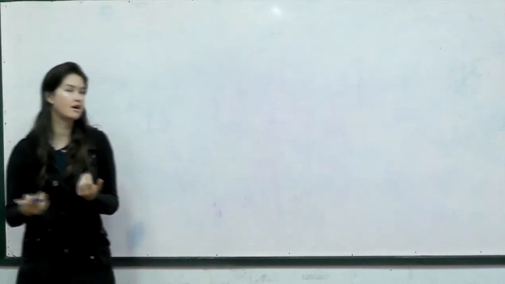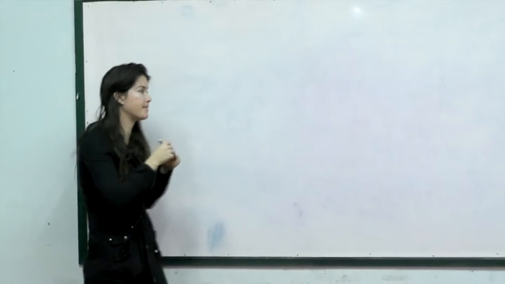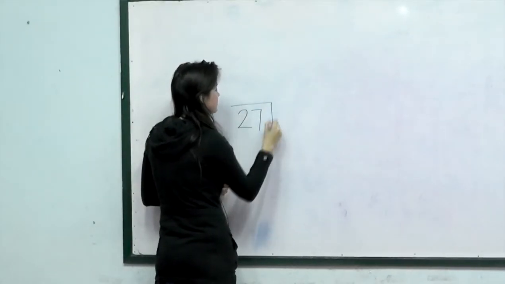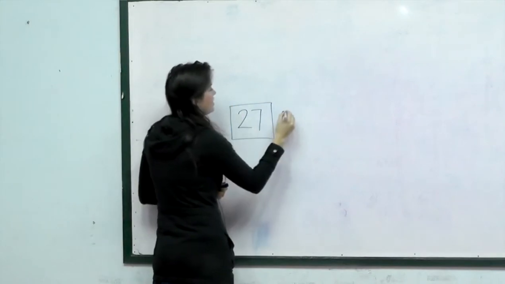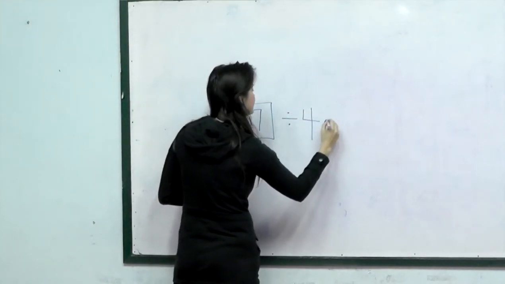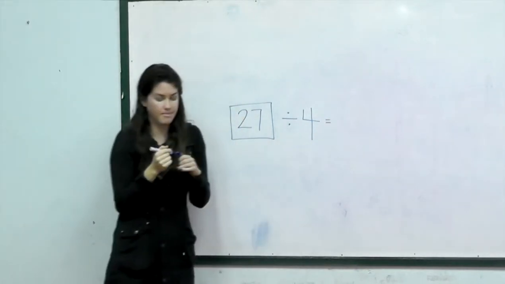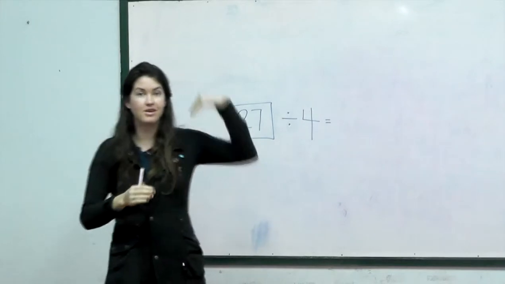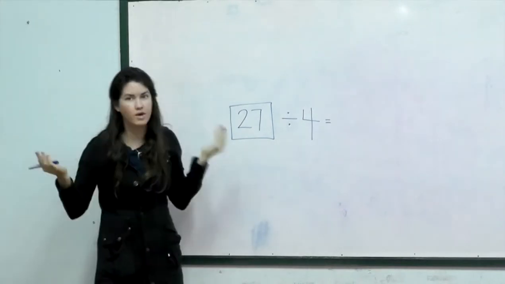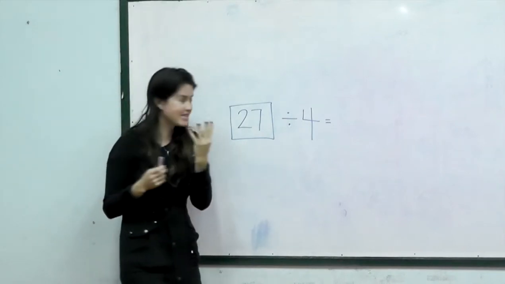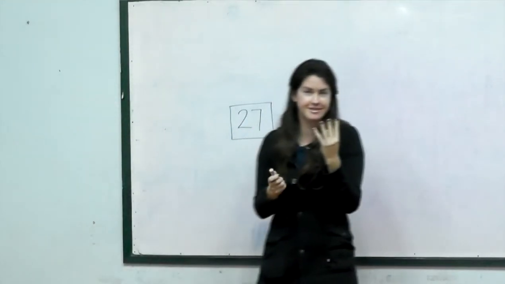We're going to think about trying to get as close as we can to our big number. Like if we have the number 27 divided by 4 equals what number? We're going to try to get as close as we can to 27 without going too high. What number should we count by? 4. We're going to count by 4s. Are you ready, friends?